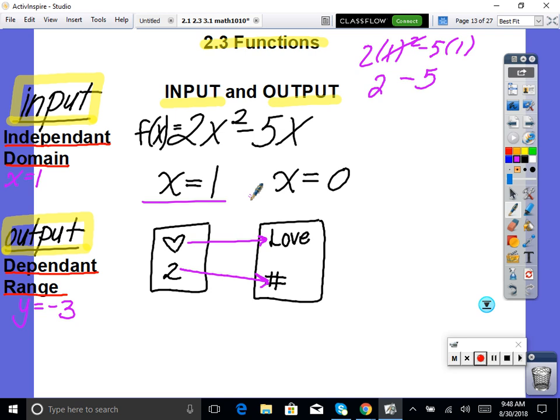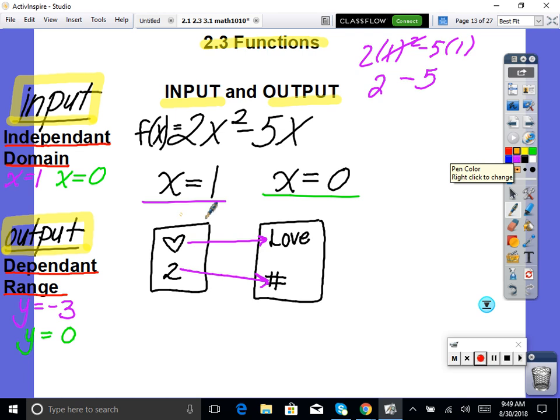Okay. Sweet. Let's plug in 0. I'm going to change colors here. So input, let's input x equals 0. That's independent. X equals 0 is x equals 0. Great. Plug it in. What do we get out? 2 times 0 squared minus 5 times 0. 0. True, everybody? Yes. Okay, we got out 0. So that was dependent on the fact that we plugged in 0. And then our domain was 1 and 0. Our range was negative 3 and 0.